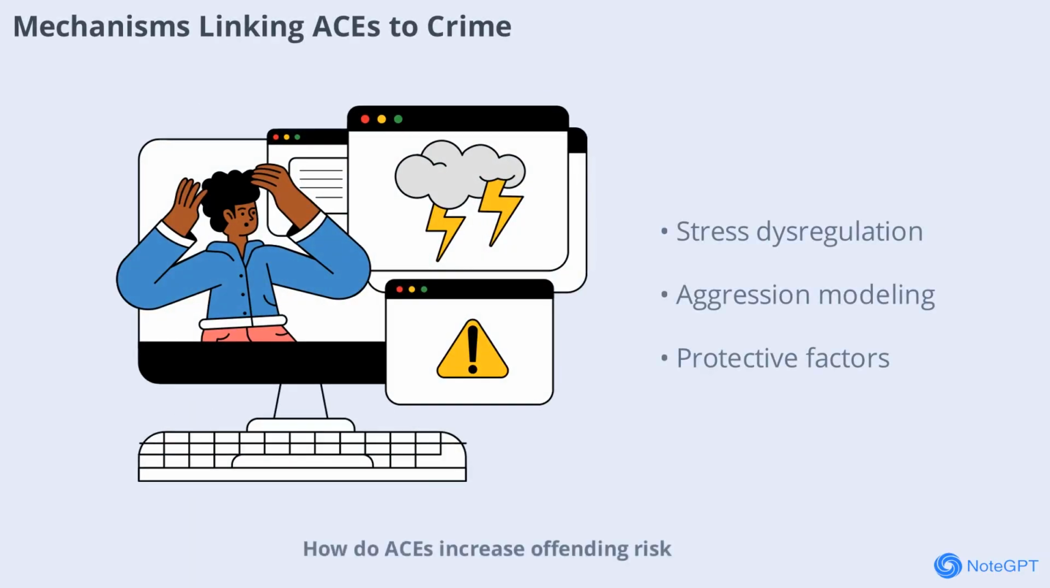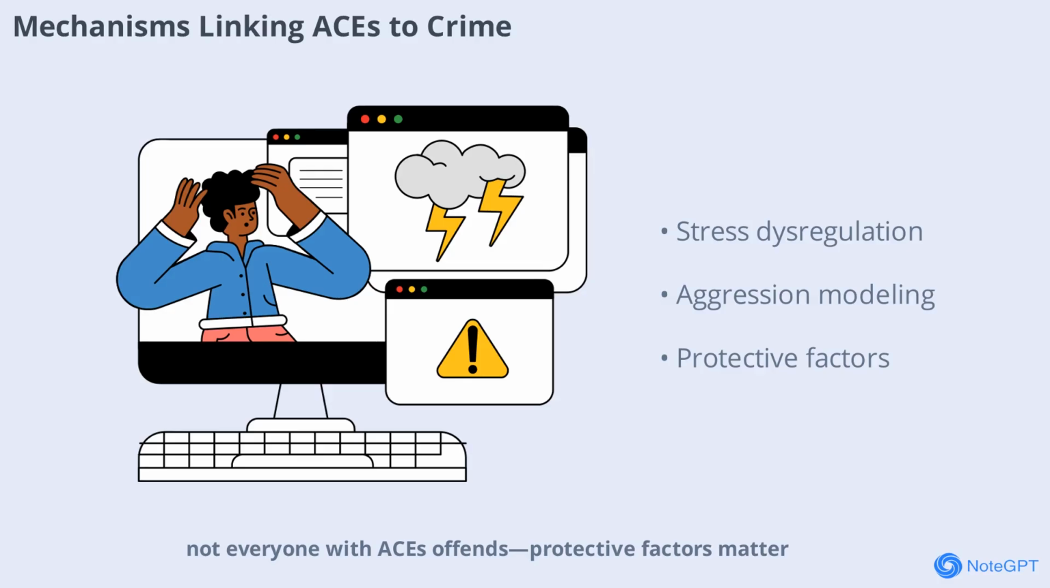How do ACEs increase offending risk? Mechanisms include dysregulation of stress systems, disrupted attachment and trust, modeling of aggression as normal, school disruption, substance misuse, and association with deviant peers. For example, a child exposed to domestic violence may learn aggression as a conflict strategy, struggle at school, and develop stable antisocial patterns. Still, not everyone with ACEs offends.